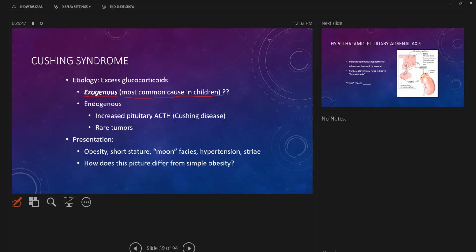So the presentation is they'll be obese, short stature, this moon facies, right? Too much glucocorticoids, and they get this Cushing's syndrome, right? Hypertension, striae. How does the picture differ from simple obesity? Well, this moon facies really is probably the biggest difference, I would say.